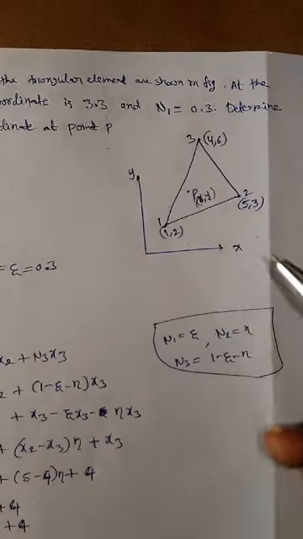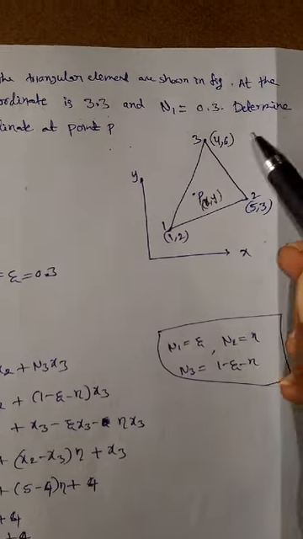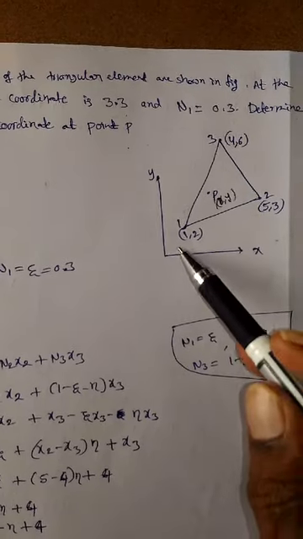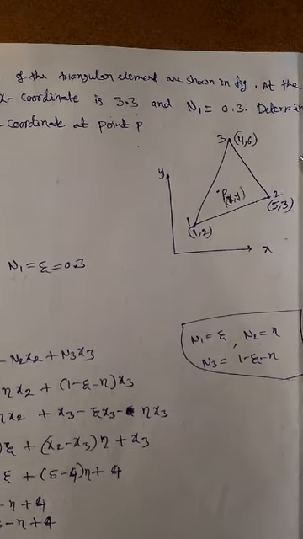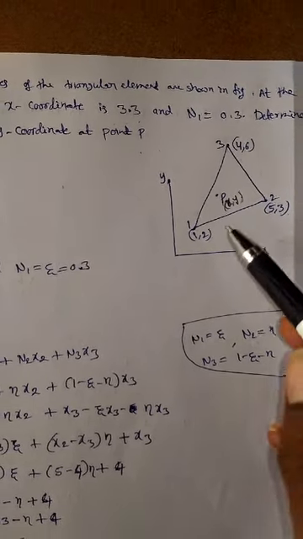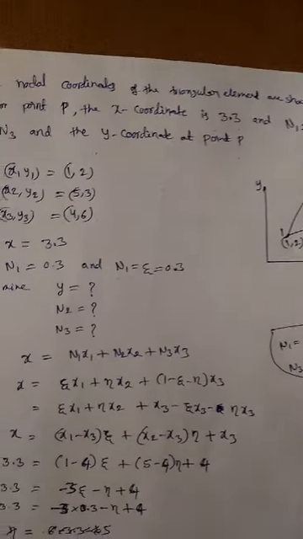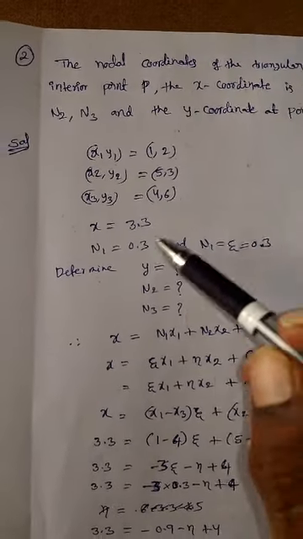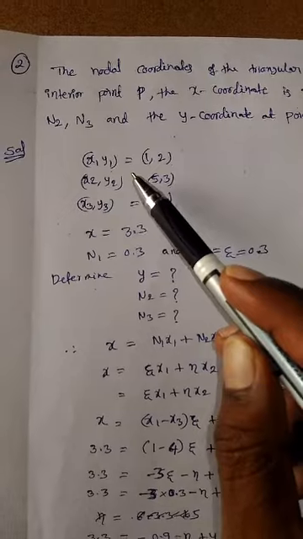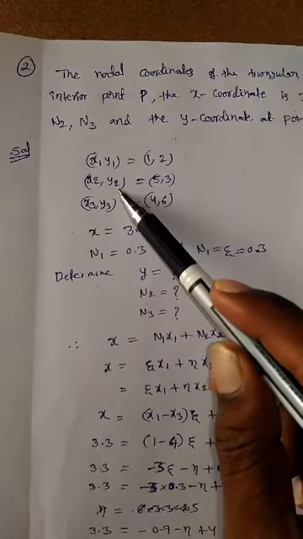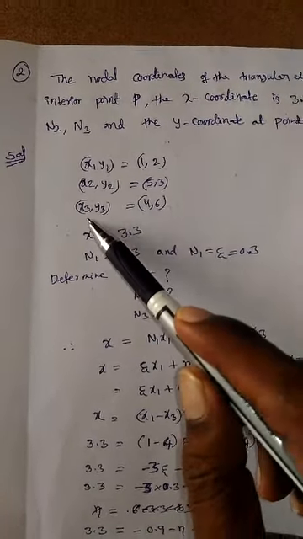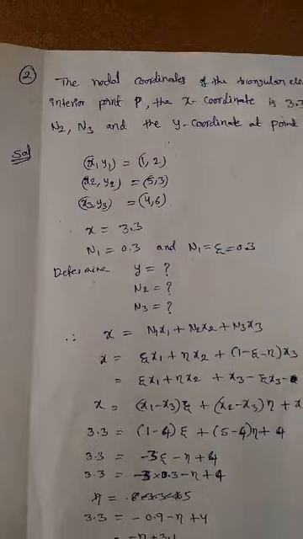As shown in figure, first node, second node and third node are points (1, 2), (5, 3) and (4, 6). The interior point P is (x, y). So solution: x1, y1 is equal to 1, 2; x2, y2 is equal to 5, 3; x3, y3 is equal to 4, 6.